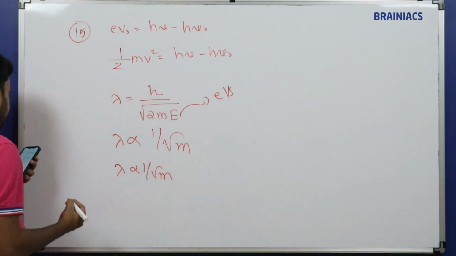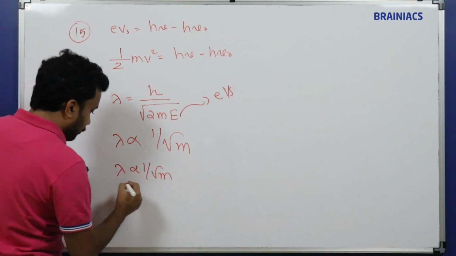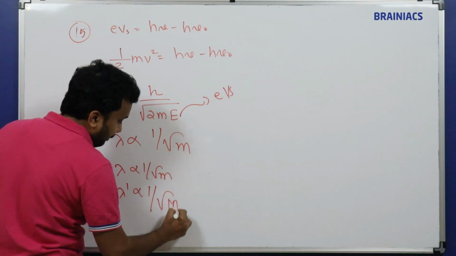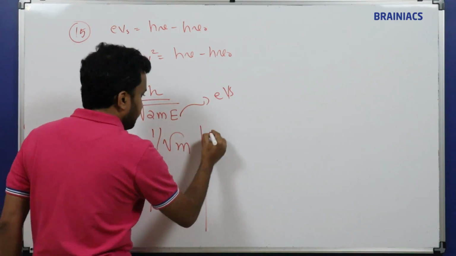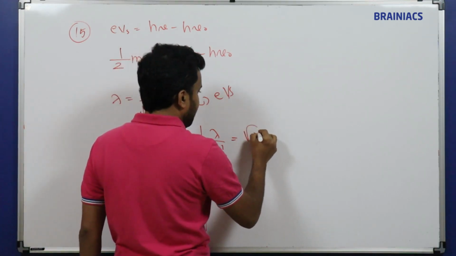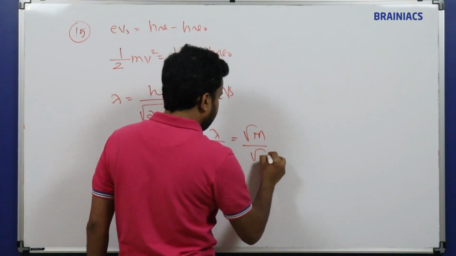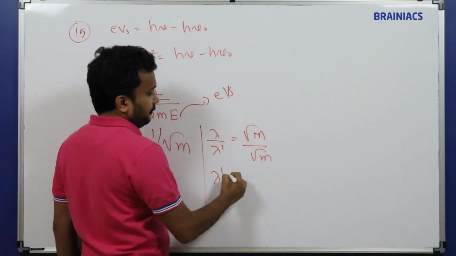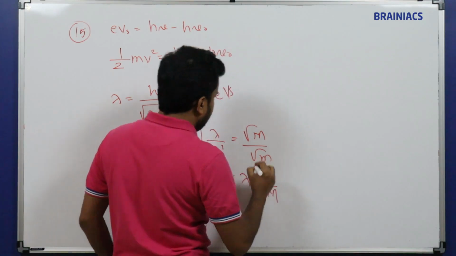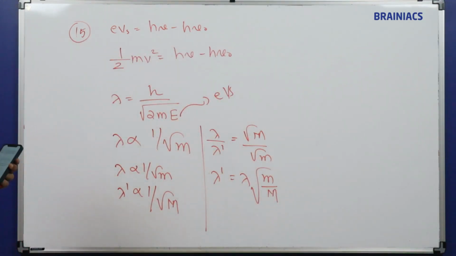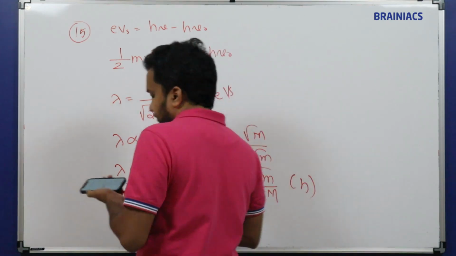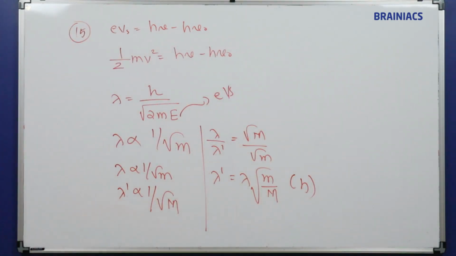In the second case, we want the de Broglie wavelength associated with a proton of mass capital M. Lambda dash is proportional to 1 by root capital M. We'll simplify this one: lambda divided by lambda dash is equal to root m divided by root M. So lambda dash, which we need to find, is lambda into root of small m divided by capital M. Option B is the right answer for question number 15.